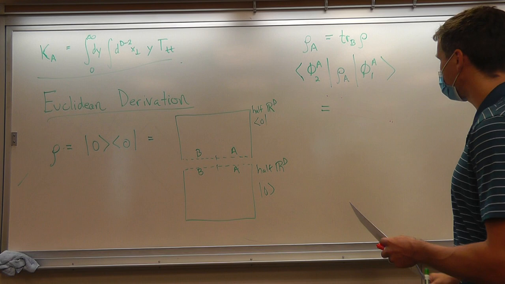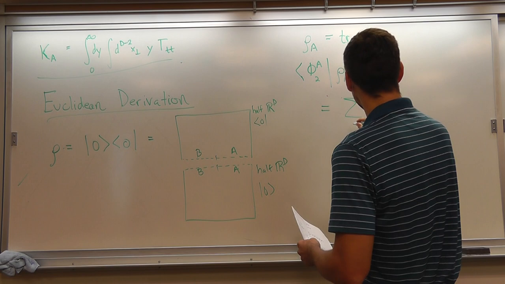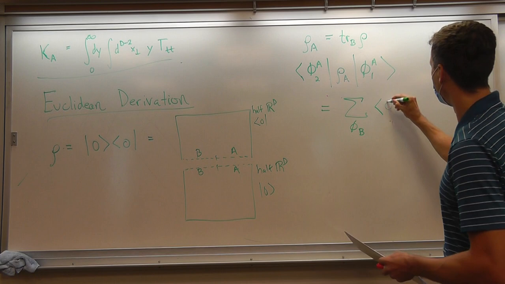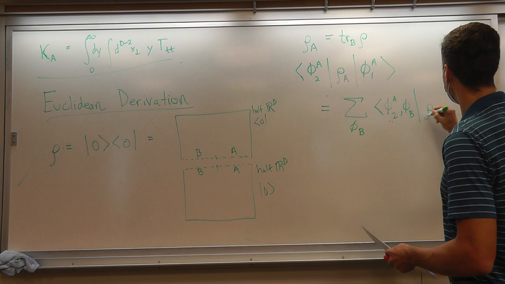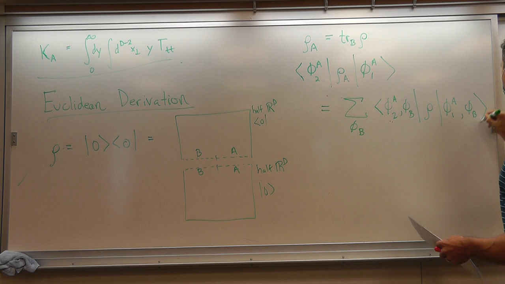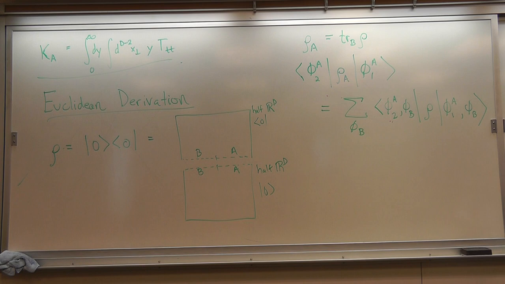By the definition of rho sub A, this is the sum over phi B of phi 2A comma phi B, rho, phi 1A comma phi B. I don't know why I put that B down. Down or up doesn't mean anything. Okay, because the full density matrix acts on the Hilbert space associated to all of space. So the states on all of space in the field basis, you have to specify the field both in region A and in region B. Good?